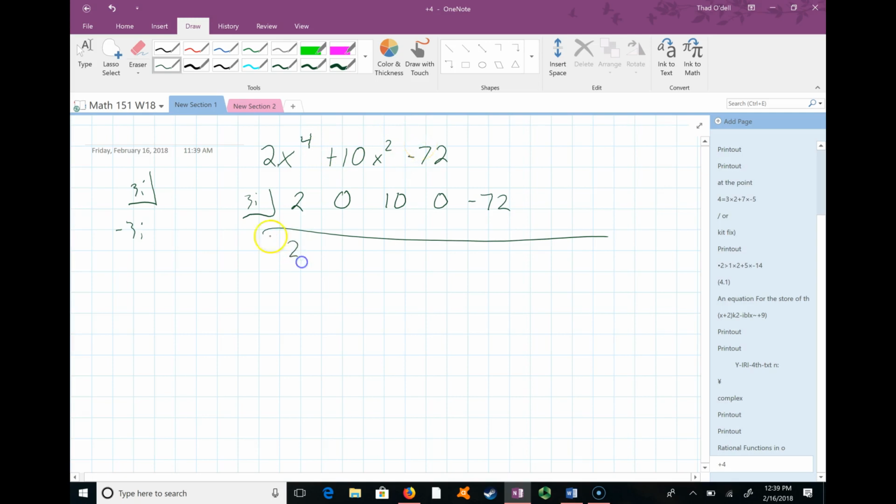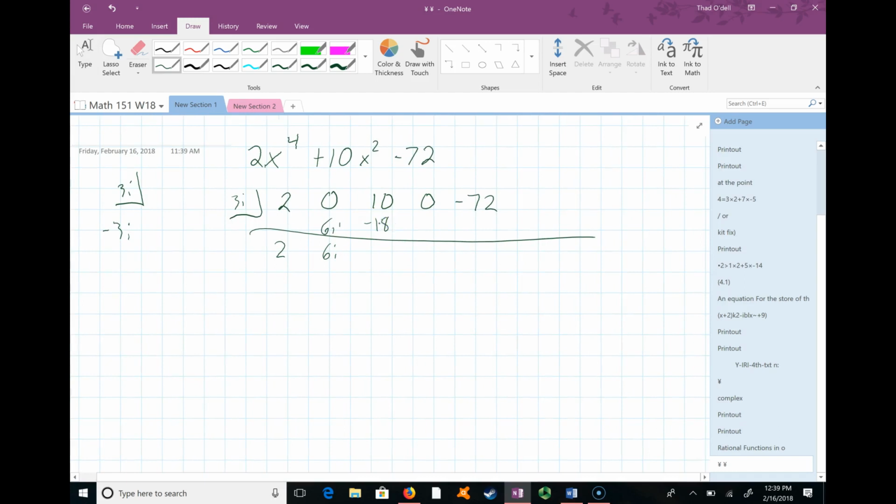So we're going to run through this, and notice I put in zeros to replace the missing x cubed and x. So 2 times 3i is 6i, 6i plus 0 is 6i, and 3i times 6i would be 18i squared. Remember i squared is negative 1, so that'd be negative 18. And negative 18 plus 10 is negative 8. 3i times negative 8 is negative 24i. Bring that down. And then 3i times negative 24i: 3 times 24 is 72, negative i squared. Well, i squared is negative 1, so a negative times a negative would be a positive, so that gives me 72. And that, of course, is 0.